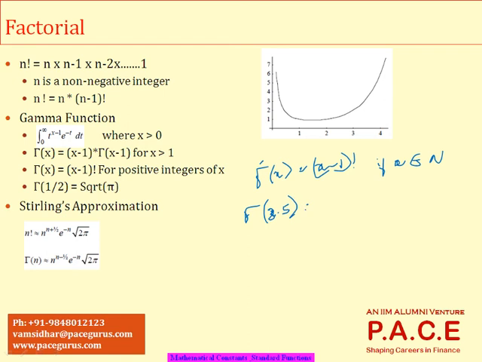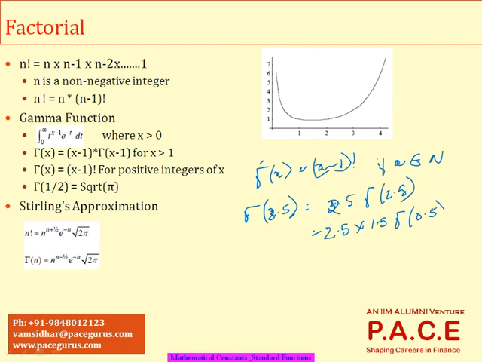How do I write it? I use the original notation: x minus 1 into gamma x minus 1. So 2.5 into gamma 2.5. Now if I expand it, 2.5 into 1.5 into gamma 0.5.